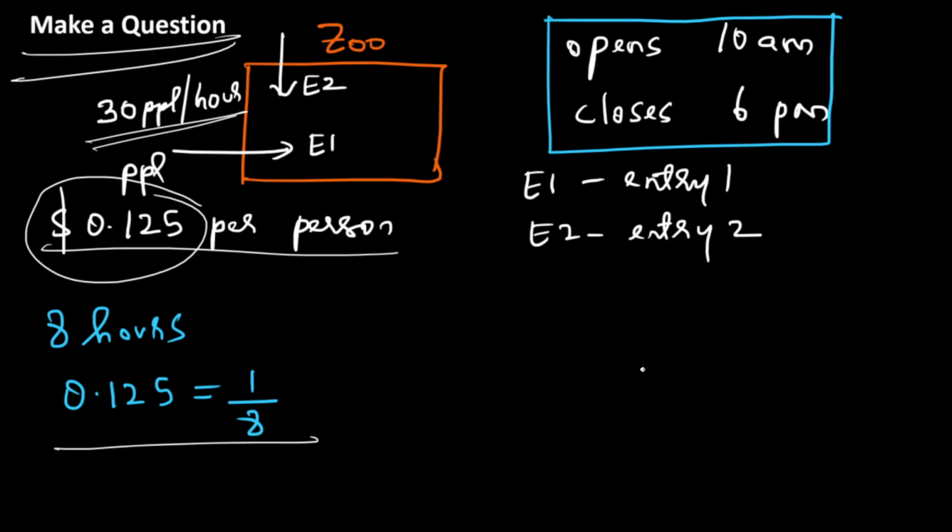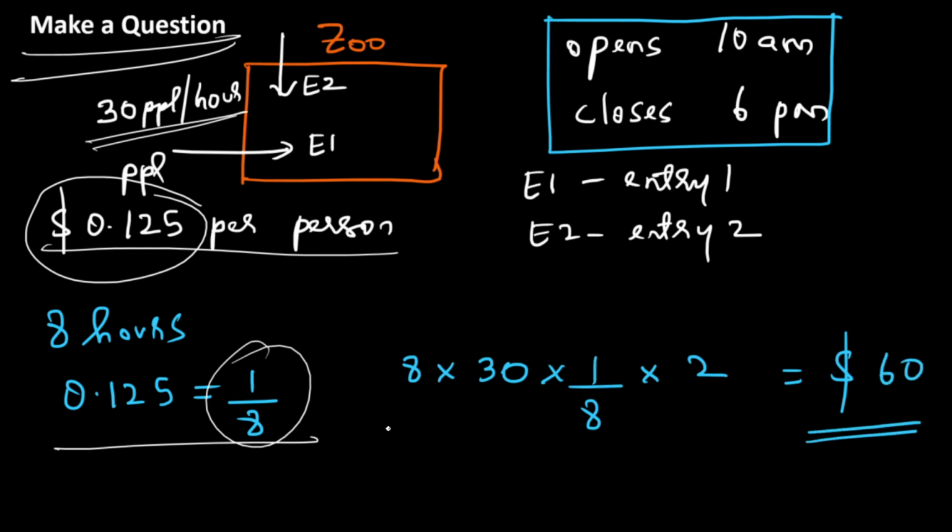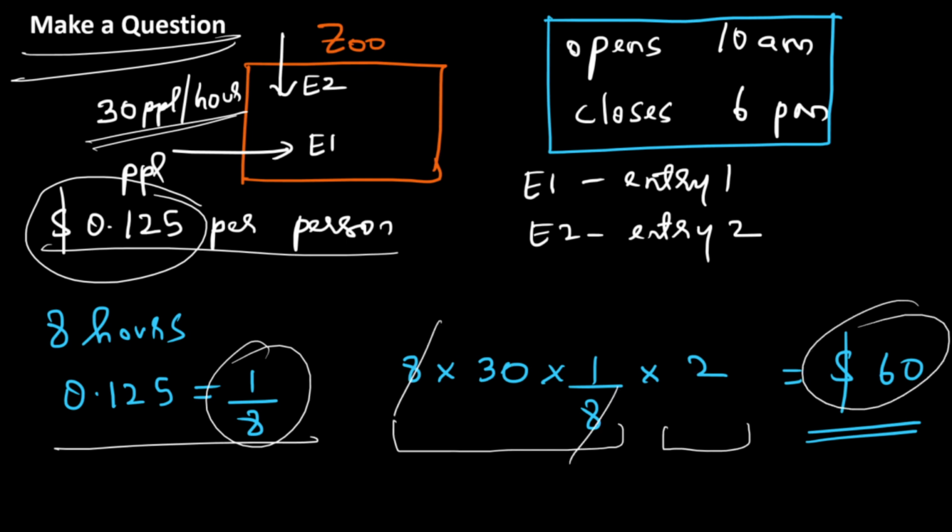Now let's proceed and solve this question. We know that in 1 hour 30 people pass through this entry. So in 8 hours, that would be 30 into 8. And one person has to pay 1 by 8 of a dollar. So the money that you get from one entry would be 8 into 30 into 1 by 8. This is for one entry, and because you have two entries, you need to multiply this with 2. Now the calculation is very simple. It's just 30 into 2, which is $60.